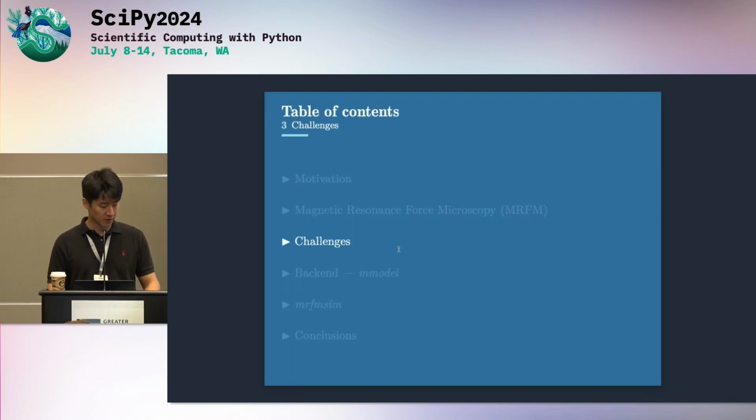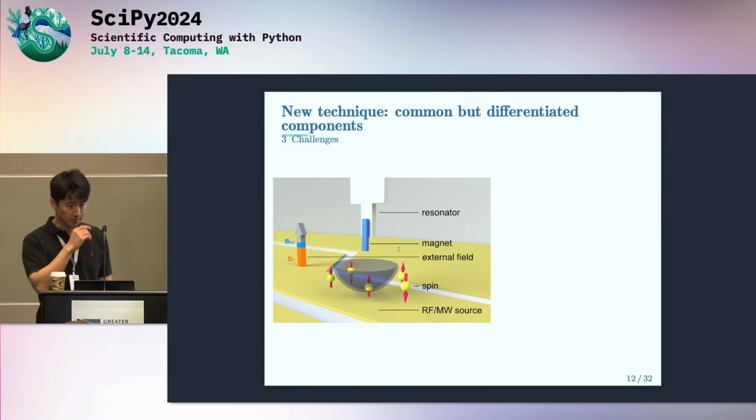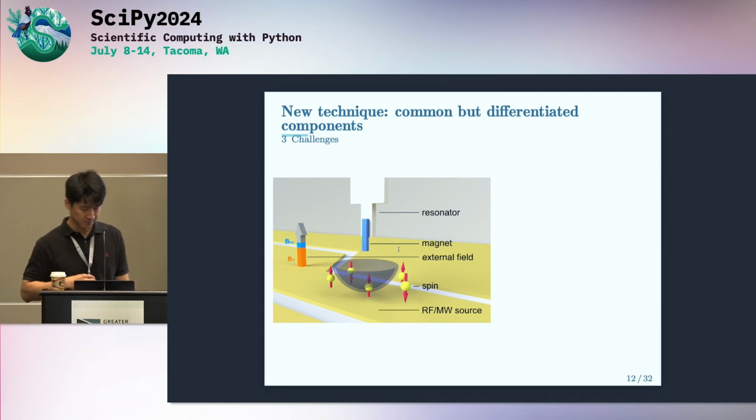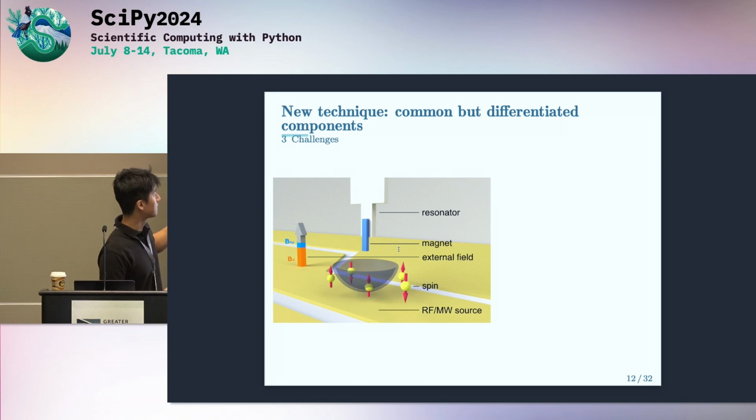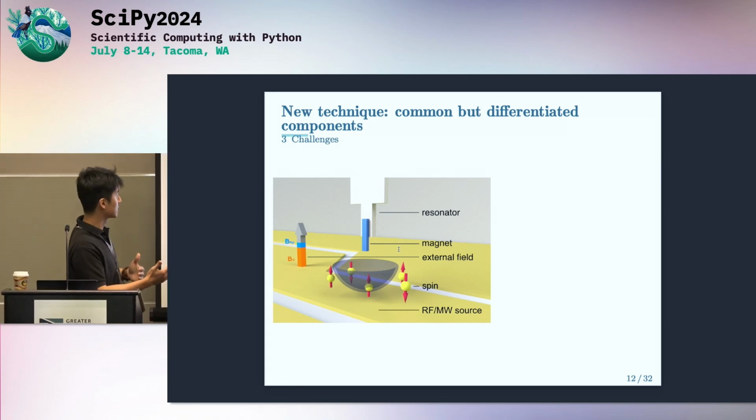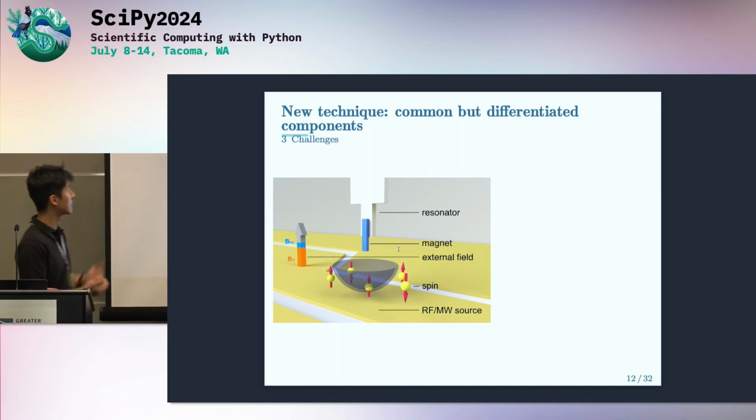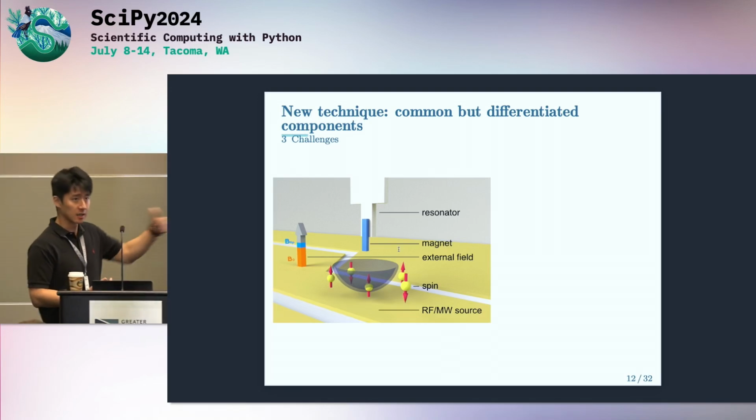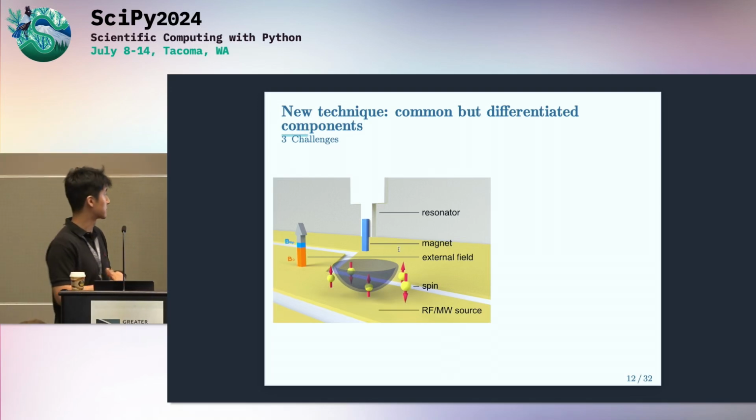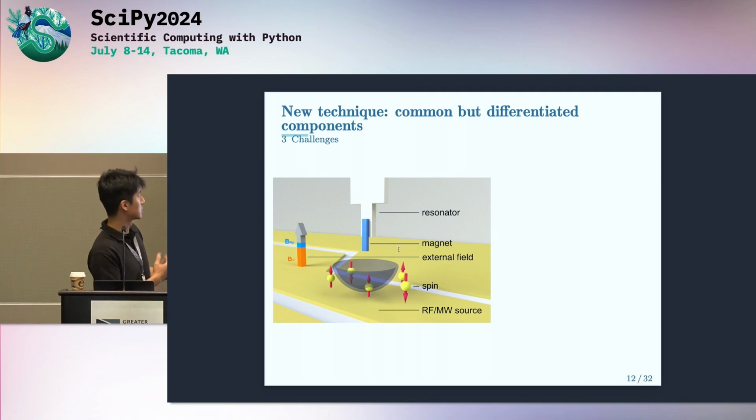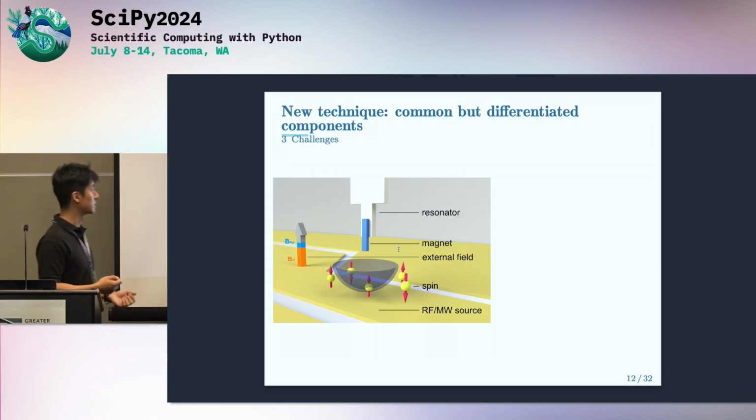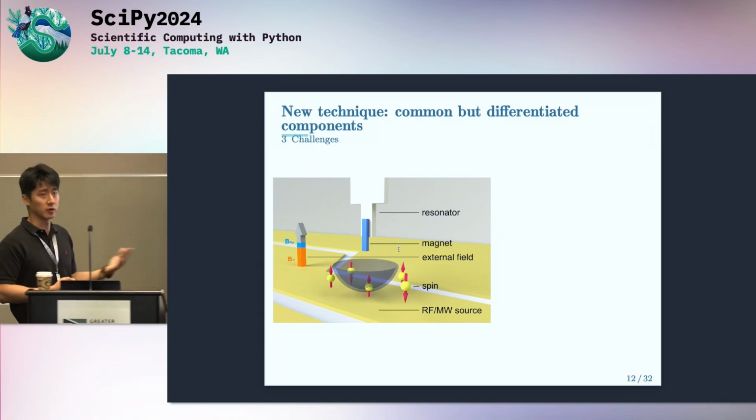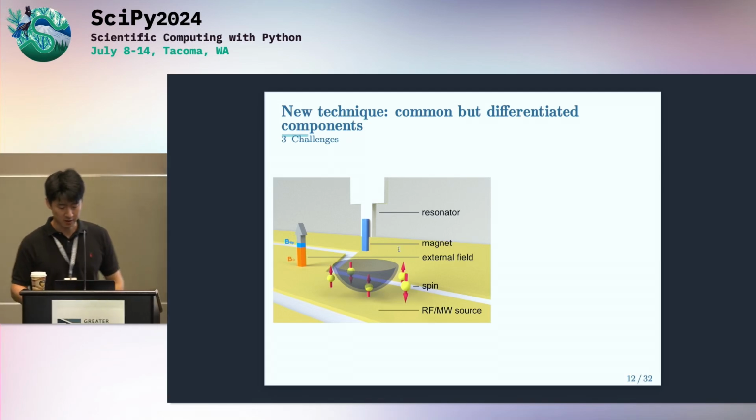I want to move on to the challenges that we're facing to build a simulation for this technique. As you've seen in the animation, this experiment typically contains these common components. You have a resonator, which for us is a cantilever that mechanically detects the spin flip. We have a tip magnet that creates the differential field. We have the external field, and the sample that's the spin. And we have some sort of microwave or radio frequency source, depending on the spin property.